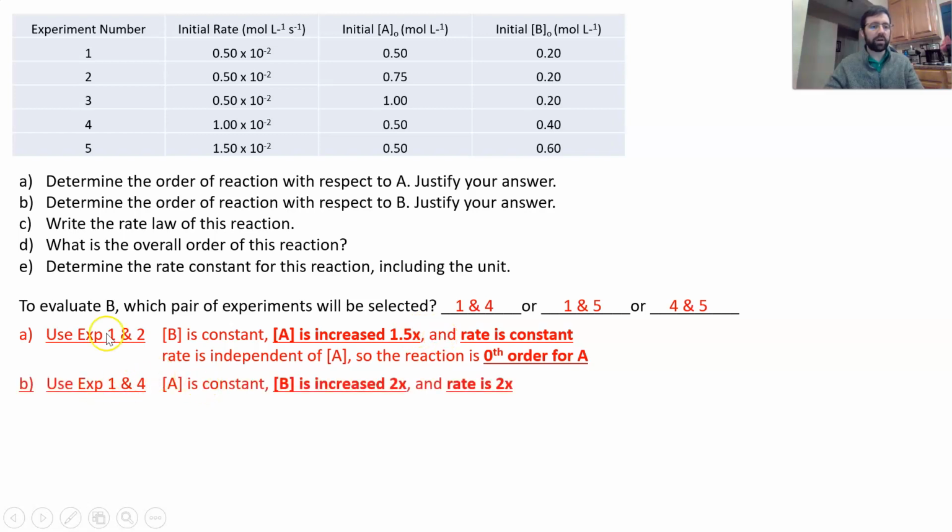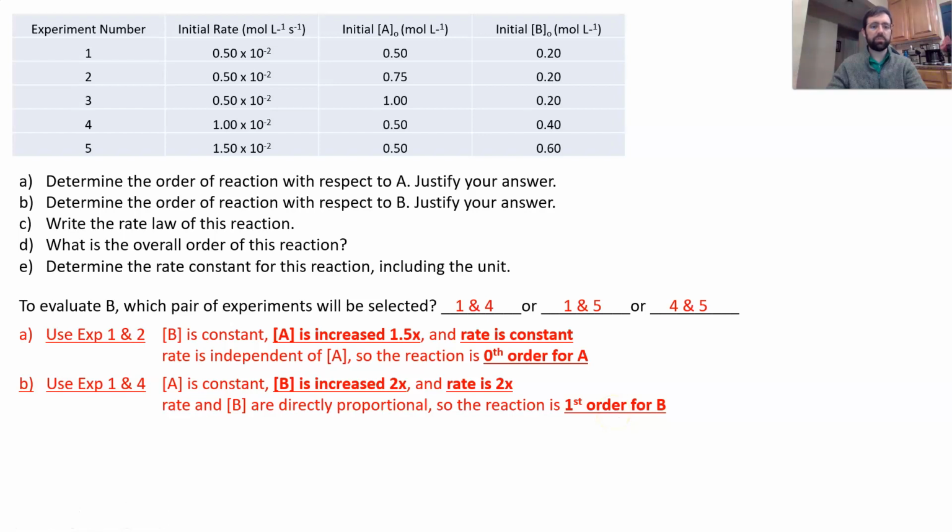We're going to use experiment 1 and 4 for B, determining the order of the reaction with respect to B. Concentration of A is constant, the concentration of B is increased by 2, and the rate is increased by 2. This is the same, this is doubled, and our rate goes from 0.50 times 10 to the negative 2 to 1.00 times 10 to the negative 2. That's doubled. So rate and B are directly proportional. The reaction is first order for B.